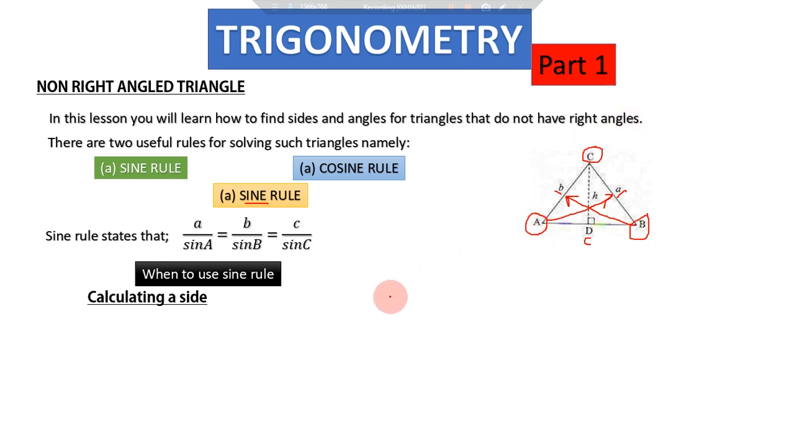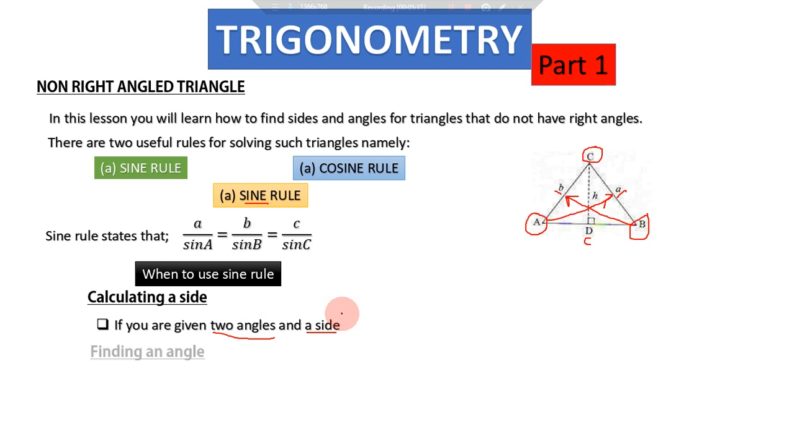you have to check what information you are given. For you to be able to use the sine rule, you're supposed to be given 2 angles on your question. And secondly, you are supposed to be given a side. So if you want to use the sine rule to calculate a side, you're supposed to be given these 2 things: 2 angles and a side. Then you can use the sine rule.